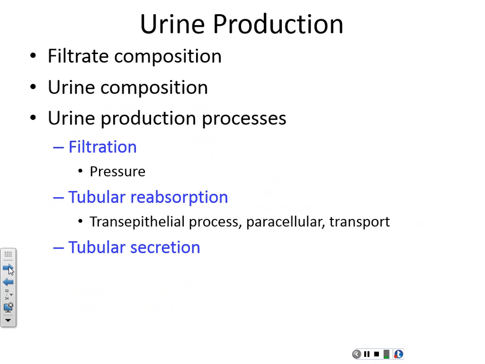And then, of course, urine production. Those three processes: filtration, and then tubular reabsorption and tubular secretion. Gotta know those. Okay, all right. And then transepithelial just means you've got to go through the epithelia of the renal tubule and also go through the epithelia of the blood vessel for things to be reabsorbed, right?